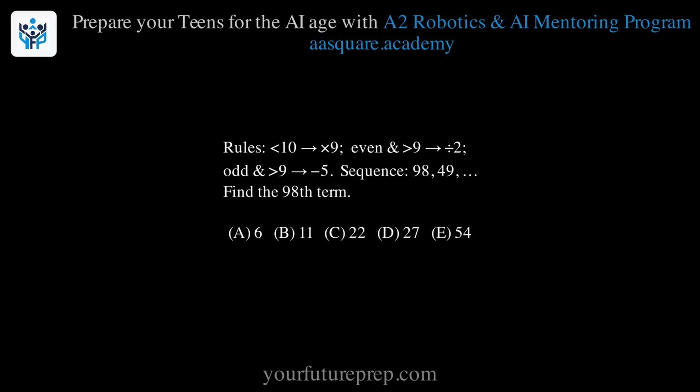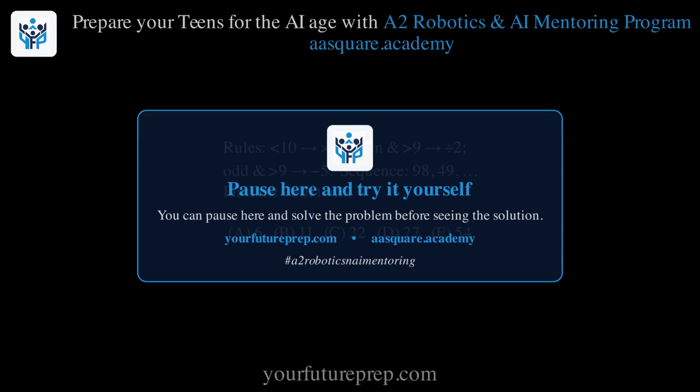Find the 98th term of the sequence that begins 98, 49, and so on. The choices are 6, 11, 22, 27, and 54. You can pause here and solve the problem before seeing the solution.